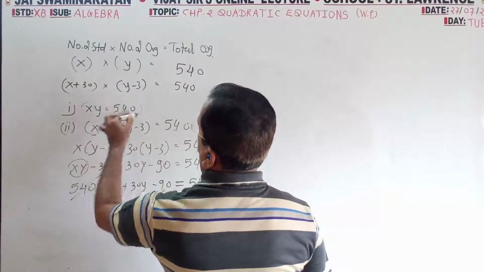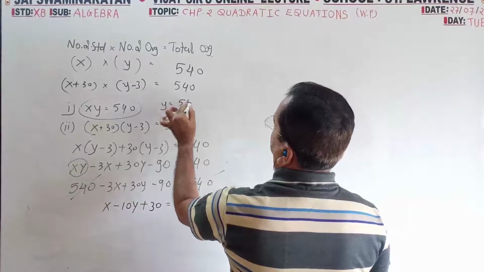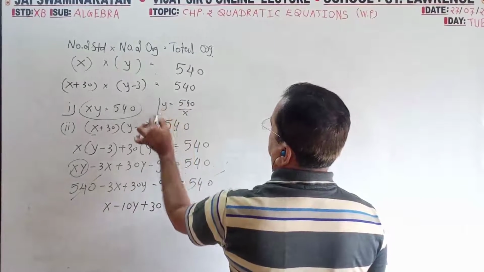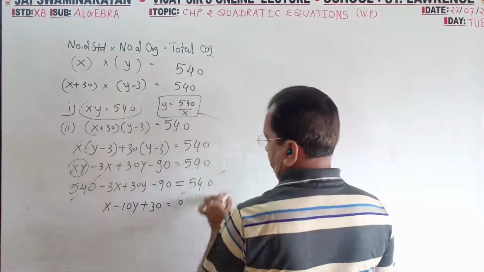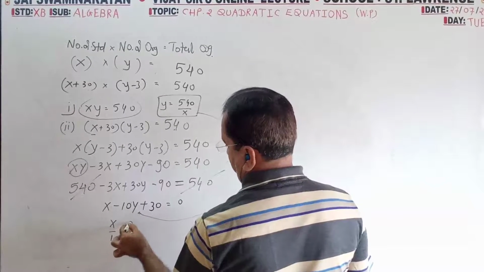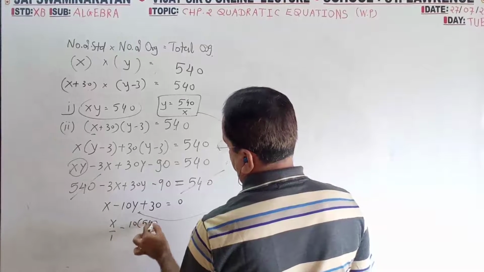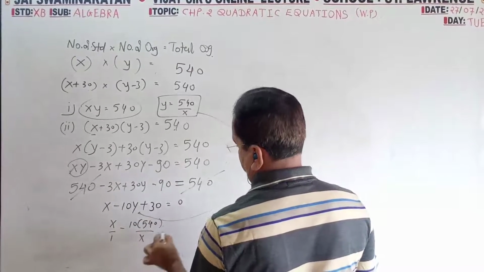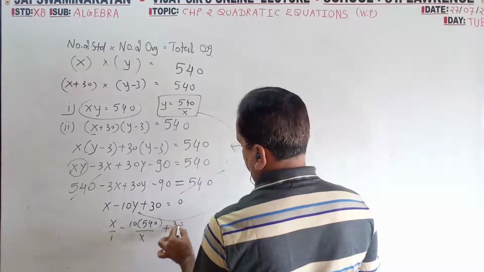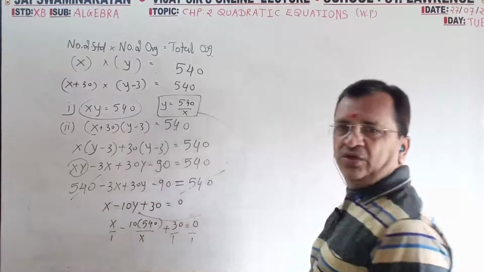Now from this, y is equal to 540 by x, we can write. Substitute here x by 1 minus 10, 540 by x plus 30, it is by 1 by 1.